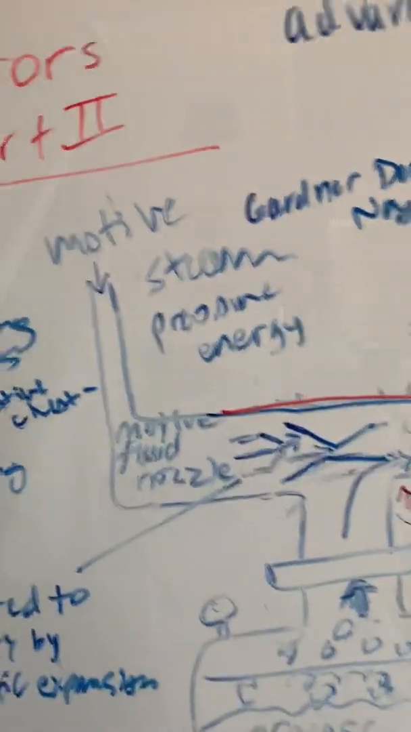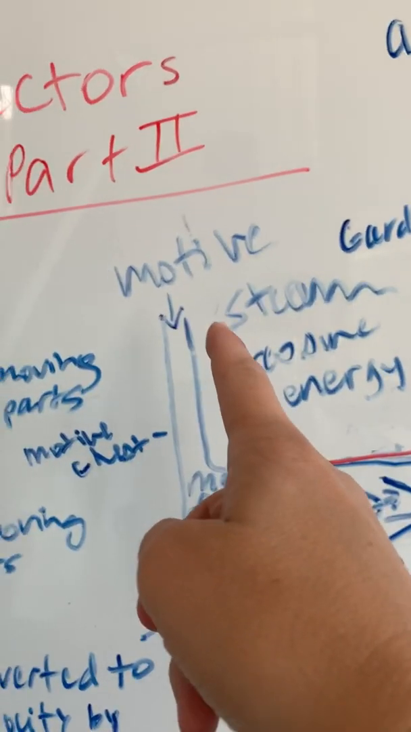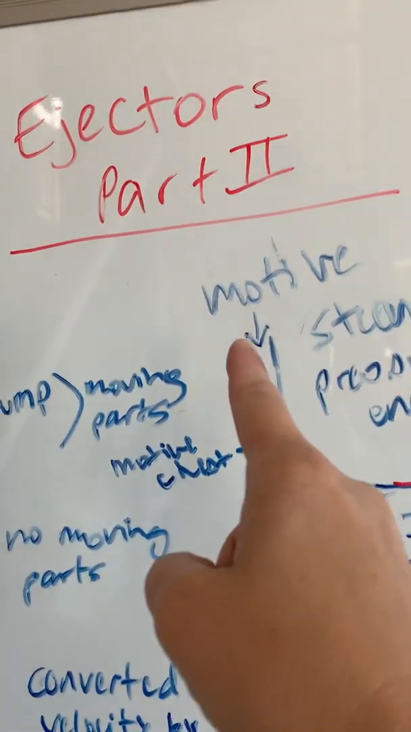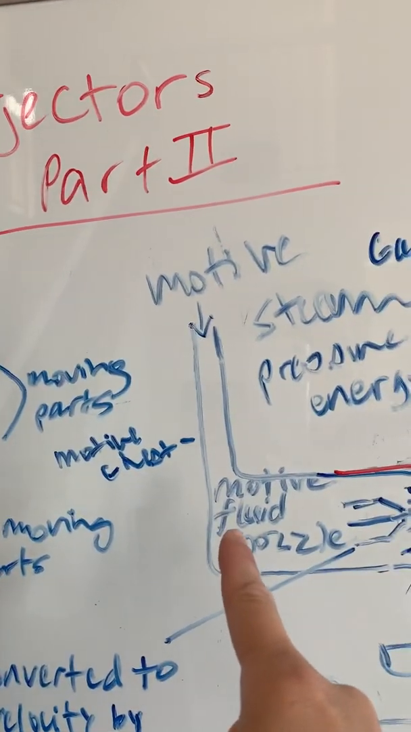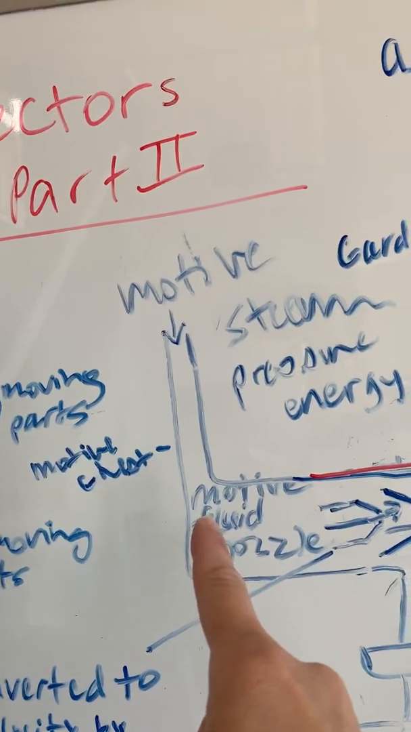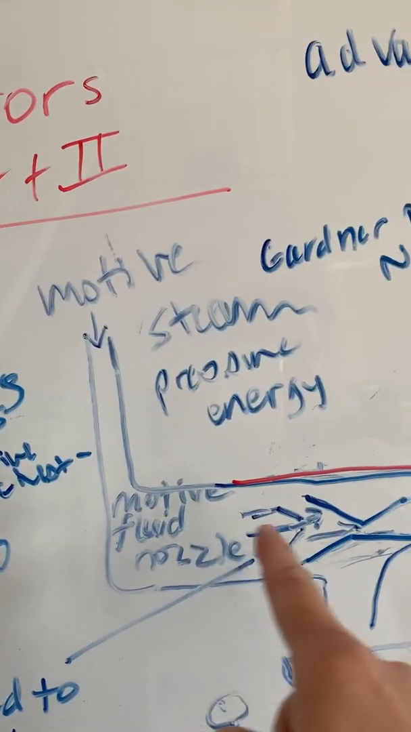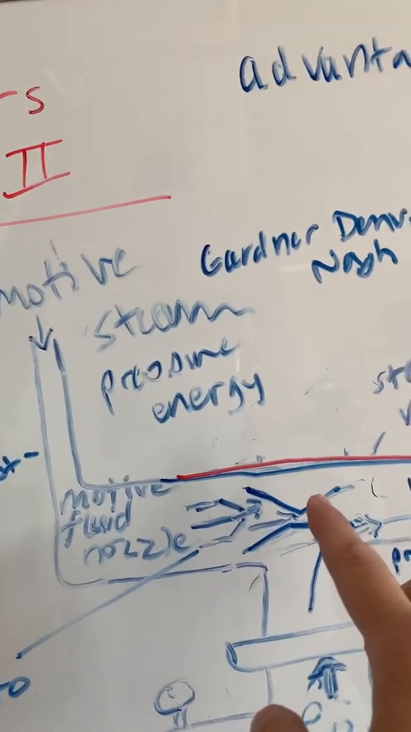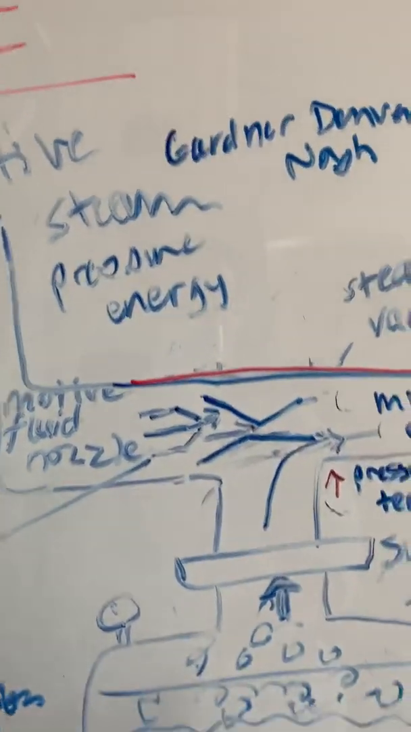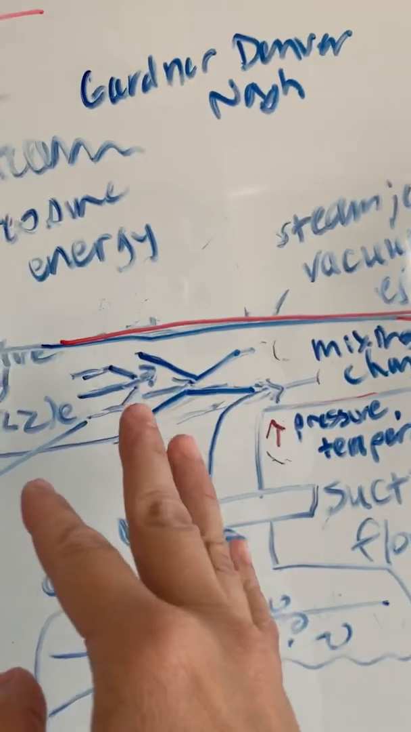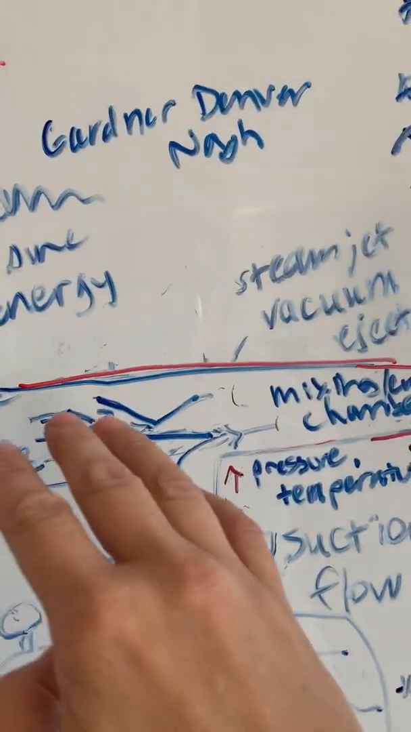Let's say we're talking about steam. Okay, pressure energy, we're going to start here. We're going to come down into this motive chest, this is what it's called, and that leads to a motive fluid nozzle where this accelerant is going to speed up the velocity for the incoming inlet gas. Okay, so it speeds up the velocity.